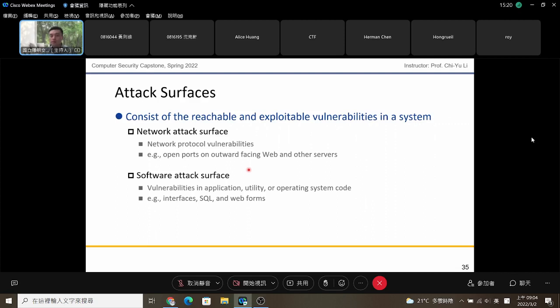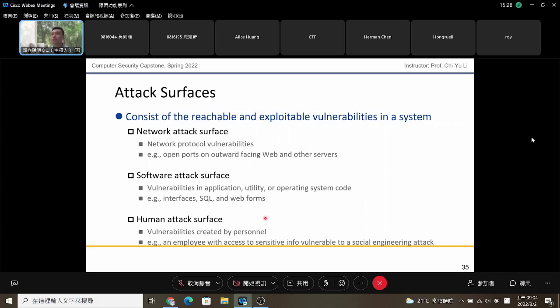Next is the human attack surface. For example, we hire a new employee, and this employee is allowed to access some critical data. Now we can consider this employee increases the human attack surface, because this employee may suffer from a social engineering attack and may leak the critical data. So this is the concept of the attack surface.